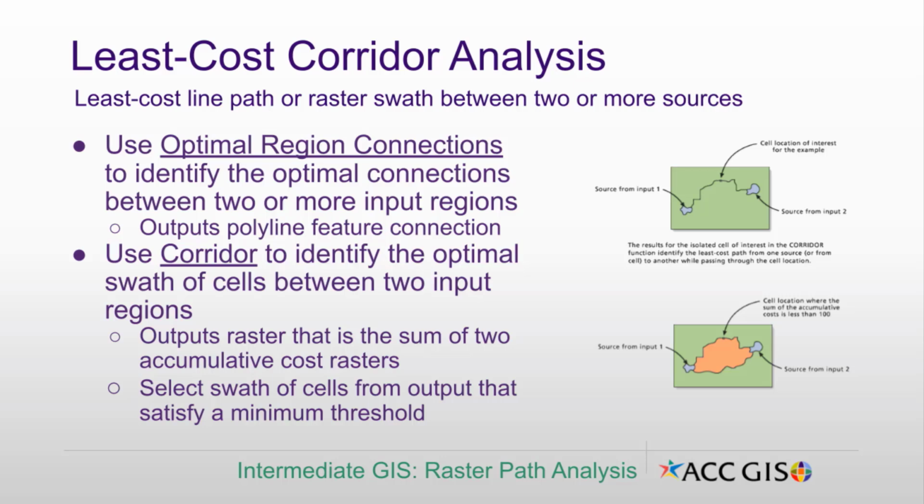And if you look at the example on the right, you can see I've got two inputs, input 1 and input 2, and then I've identified the least cost swath of cells between those two. And you can imagine utilizing that if I've got two habitat areas and I don't expect all of my species to take one single line file path between my two zones. I might do a corridor analysis so I can identify the swath of cells where I expect animals to migrate between the zones.